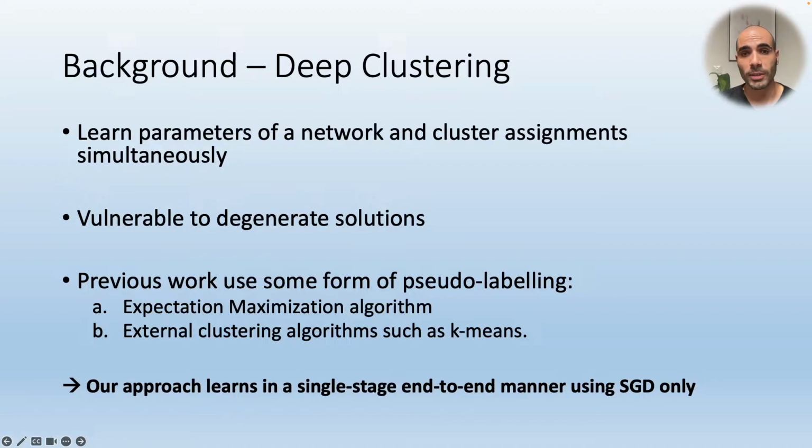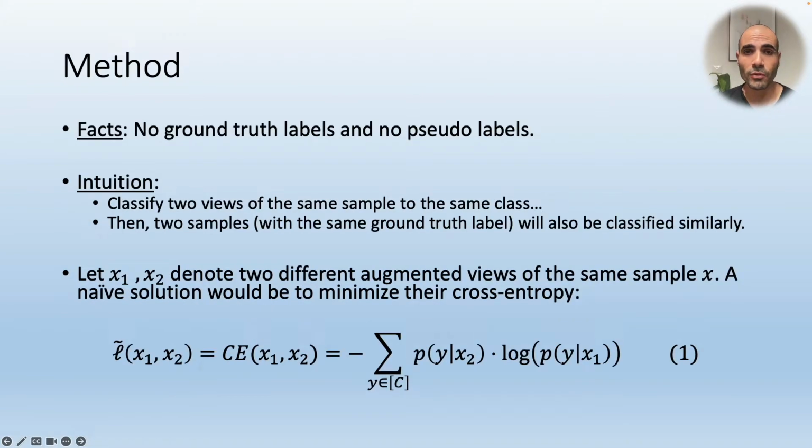Self-Classifier is also a type of deep clustering method. Deep clustering methods learn parameters and cluster assignments simultaneously. Such a task is vulnerable to degenerate solutions as well, and most of the previous work avoids the trivial outcome by using some form of pseudo-labeling in a two-stage process. In contrast, our approach learns in a single-stage end-to-end manner using SGD only and without pseudo-labels. So we start off with no ground truth labels and no pseudo-labels as well.